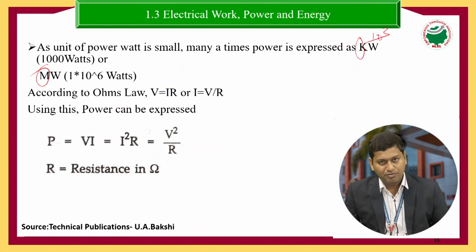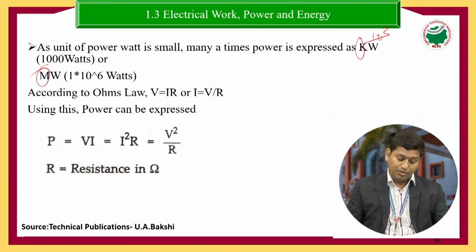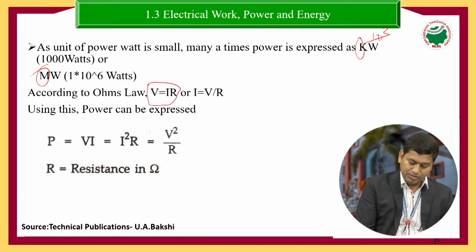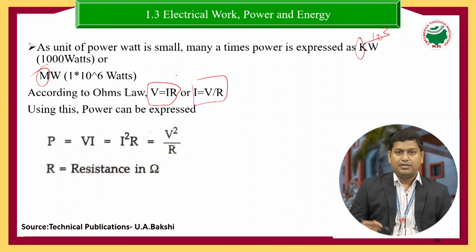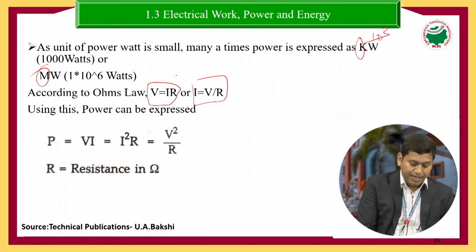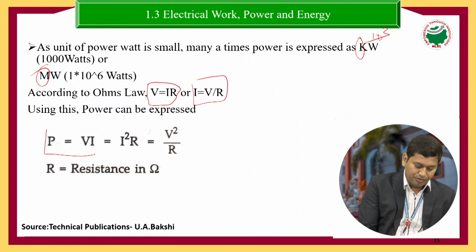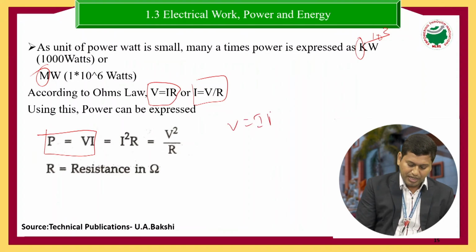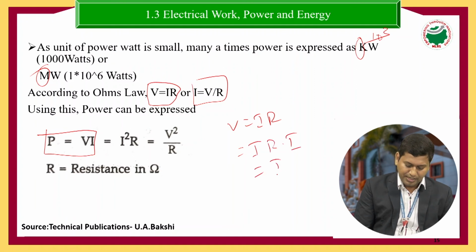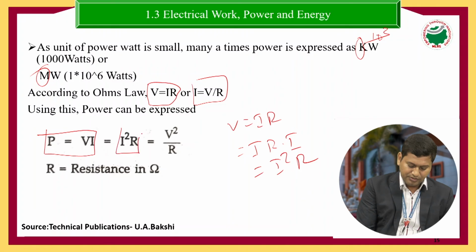According to Ohm's law, we know that V equal to IR, I equal to V by R. So power can be expressed in many forms, like P equal to V into I. Here I can write V equal to IR, so P equals IR into I. So I am going to get I square R. This is I square R.